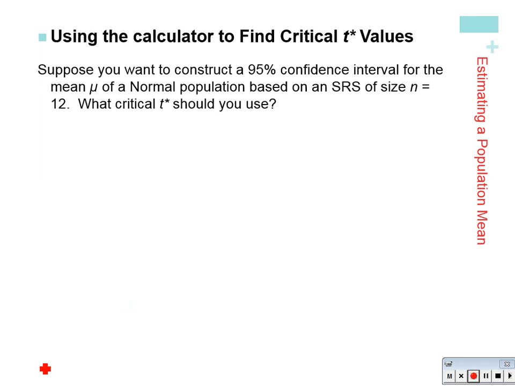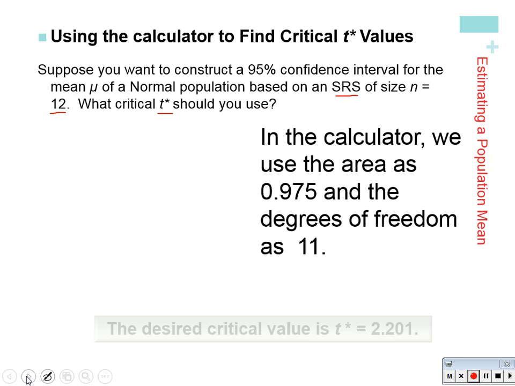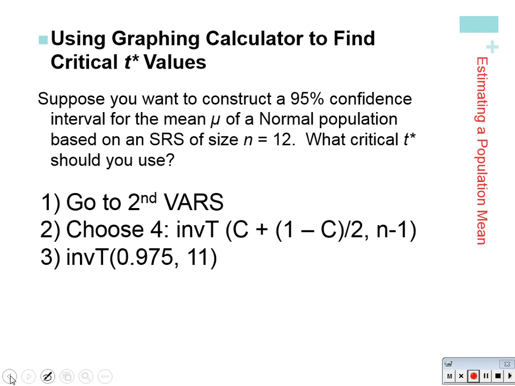So as we move through something like this, the question here says, suppose you want to construct a 95% confidence interval for the mean of a normal population based on a simple random sample of size 12. What should the t-star score be when you do that? So the t-star score for this would be 2.201. So to do this in your calculator, this is essentially how you would go about that.